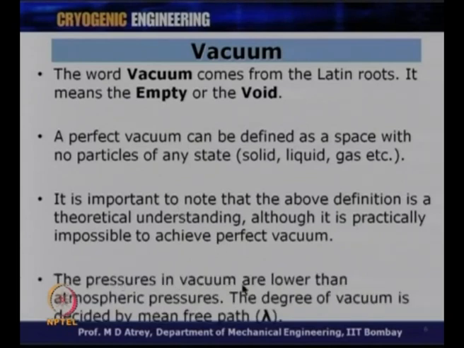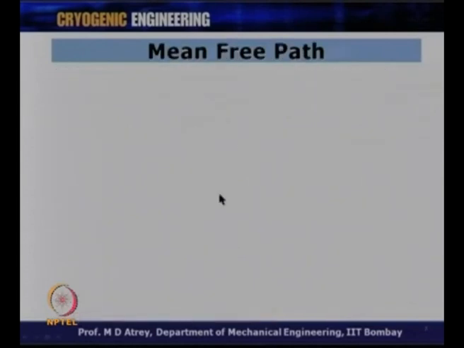The pressures in vacuum are lower than atmospheric pressures, that is why we call it vacuum. The degree of vacuum is decided by the mean free path. We have touched upon lambda, the mean free path, in the earlier lecture also, and depending on the value of this mean free path, we have different degrees of vacuum. And before that, let us understand what is this mean free path, although it has already been touched upon in cryogenic insulation.